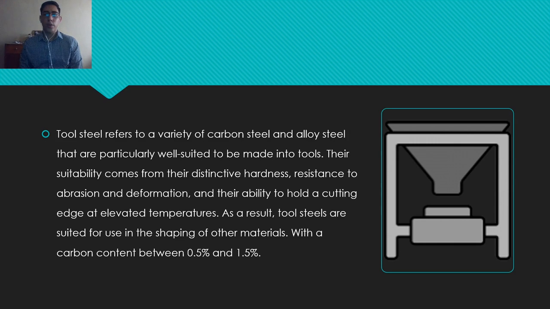Tool steel refers to a variety of carbon steel and alloy steel that are particularly well suited to be made into tools. Their suitability comes from their distinctive hardness, resistance to abrasion and deformation, and their ability to hold a cutting edge at elevated temperatures, which is what we're looking for in the blades. As a result, it has a carbon content between 0.5% and 1.5%.